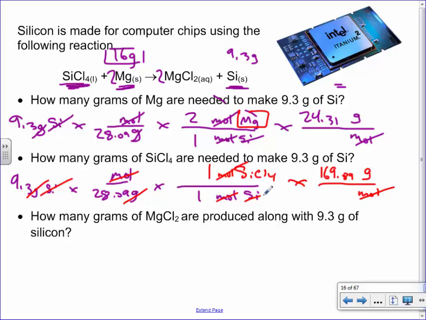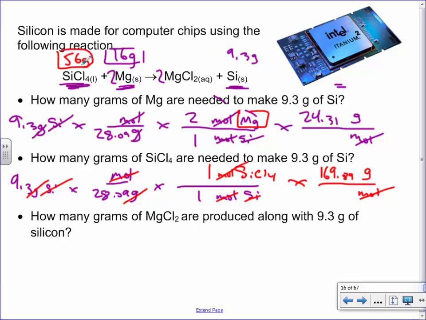Do you guys get, by the way, why I think it's better to do this all in one big row rather than in small calculations? Because you could do this times this, stop. Then times this, stop. Then times this, stop. But to me, if I can show you to do it all in one big section here, it's much more efficient. Divide by 28.09, times 1, divide by 1, times 169.89. So I have an answer of 56 grams. Anybody else get that?